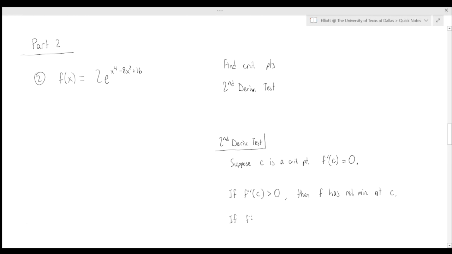And then if the second derivative at the critical point was negative instead, then you'd get the reverse, and f would have a relative maximum at the critical point. Okay? All right, so that was the second derivative test.